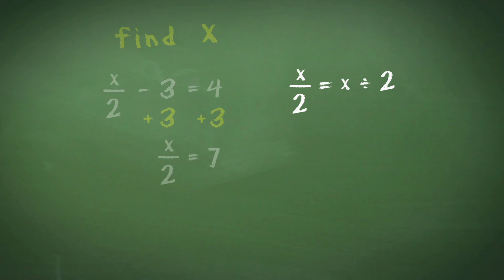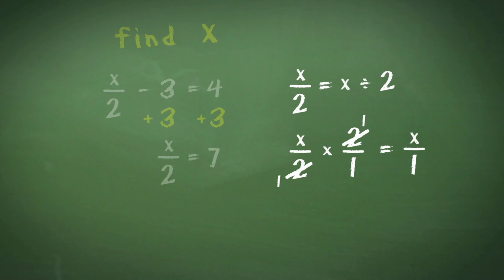Remembering our rules of fractions, if we have x over 2 and multiply that by 2, which we can write in fraction format as 2 over 1, we get x over 2 times 2 over 1. We can then cancel down the 2's on the top and the bottom. And then as we multiply out the fractions, we are simply left with x over 1, which is the same as x.